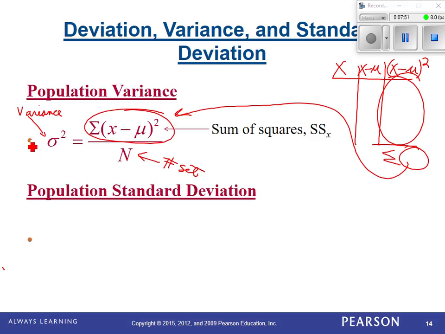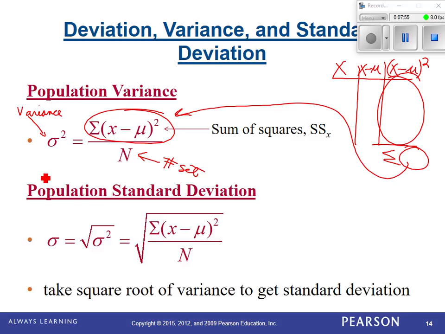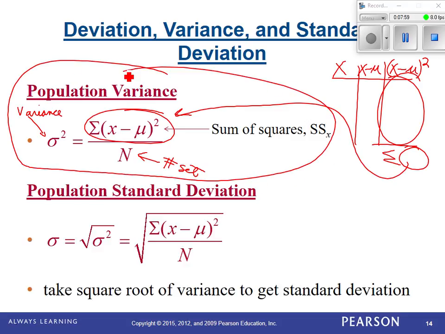Population standard deviation. This looks like a big, long, hard formula, but once you have all this stuff done that you did for population variance up here, all you got to do is take the square root. So you're going to take this answer that you got from up here, and then take the square root of it, whatever it was.